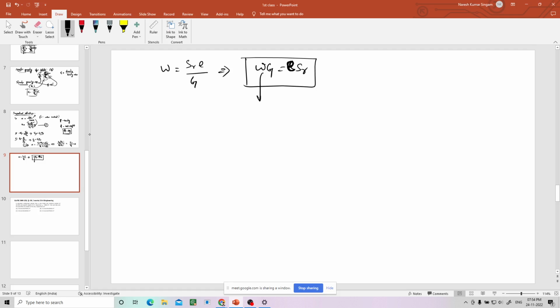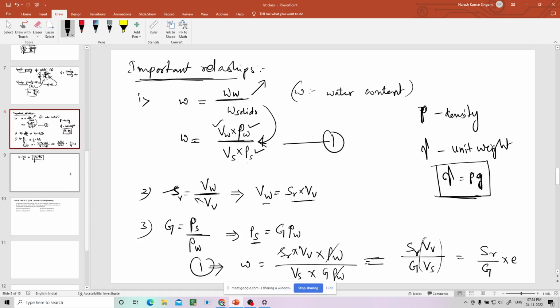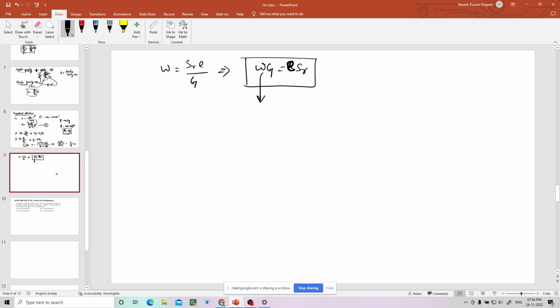Here w is not in terms of percentage, remember, because we did not multiply by 100 anywhere. If you multiply by 100, then only it is a percentage. If you don't multiply, you have to take the normal values, not percentages. So G of the soil, water content, void ratio, and the saturation level of the soil: this is one relationship. Like this, you can derive many other relationships between different parameters of the soil.